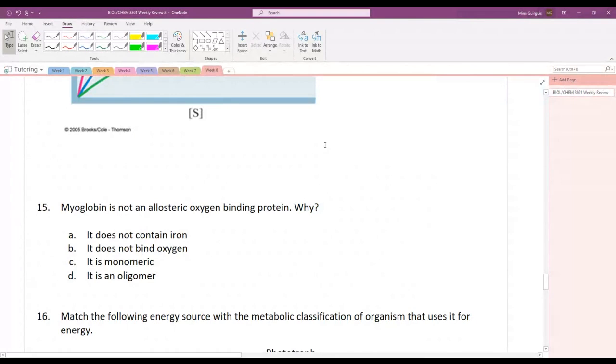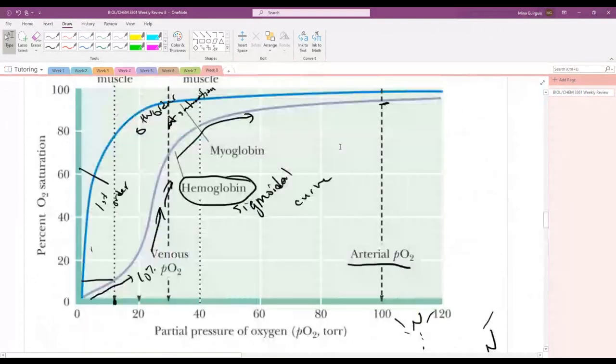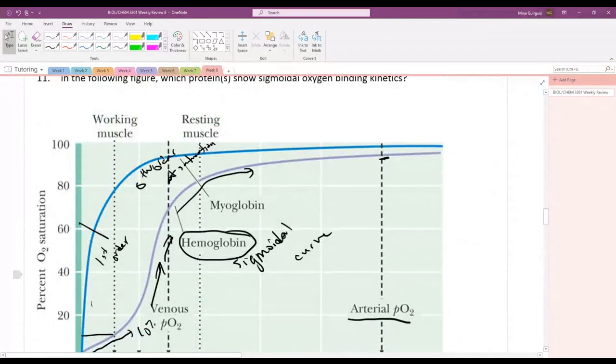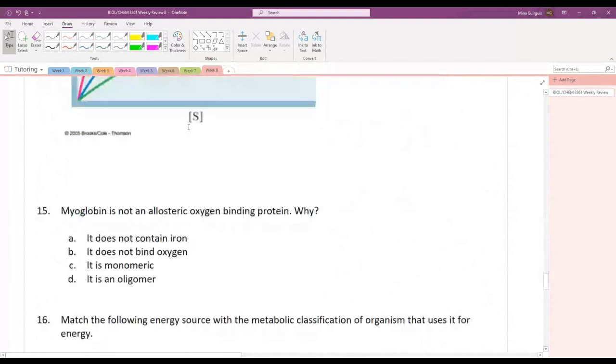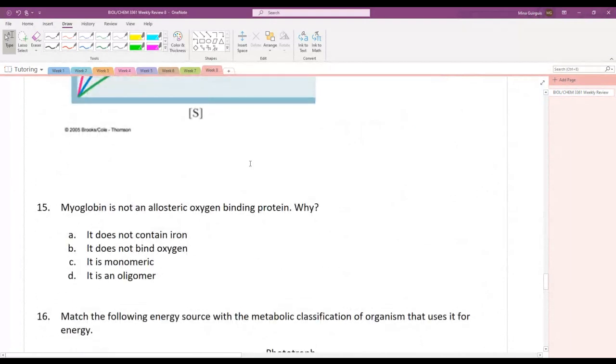Next question, myoglobin. We talked about myoglobin for about 30 seconds right here when we said it kind of looks like a Michaelis-Menten graph and then moved on from. Why doesn't it show the allostery that hemoglobin does? Because myoglobin also has a porphyrin ring. Myoglobin also has an iron. It also binds oxygen. What's different? Well, hang on, I just spoiled it. It does bind to oxygen and it does contain iron. So all that's left is, is it a monomer or is it an oligomer?